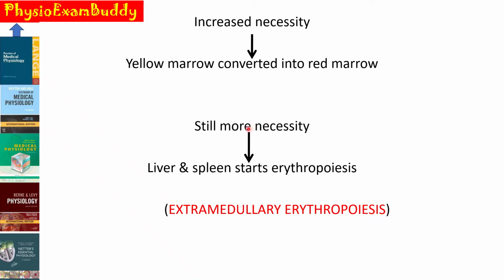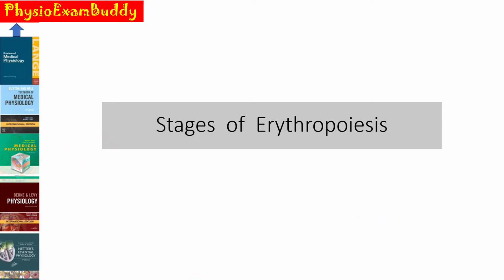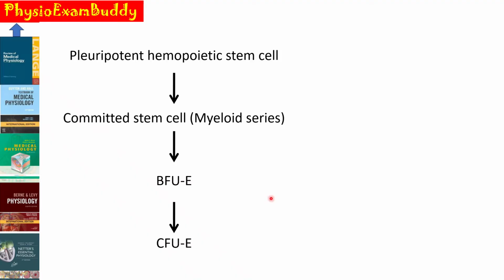And if there is still more necessity which can't be managed by the yellow bone marrow as well as the red bone marrow, the liver and spleen will start producing red blood cells. Whenever the liver and spleen start erythropoiesis, that erythropoiesis is known as extramedullary erythropoiesis. Next, we will see the stages of erythropoiesis.